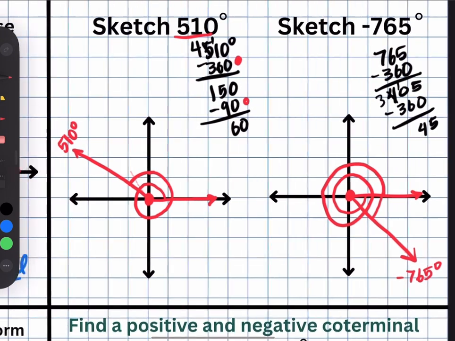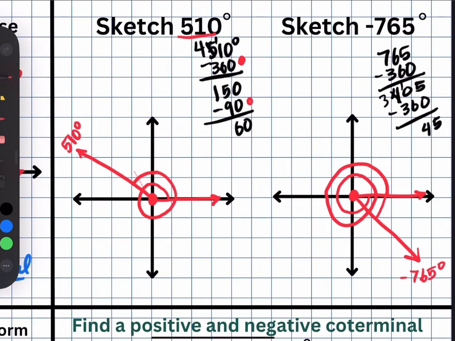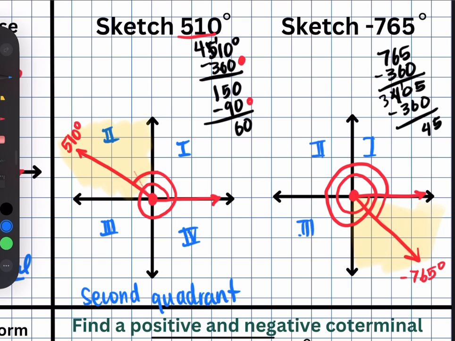Now, the last thing I need to do is determine what quadrant these angles are in. So, my first angle of 510 landed in the second quadrant. And then my negative angle of 765 landed in the fourth quadrant. Awesome.